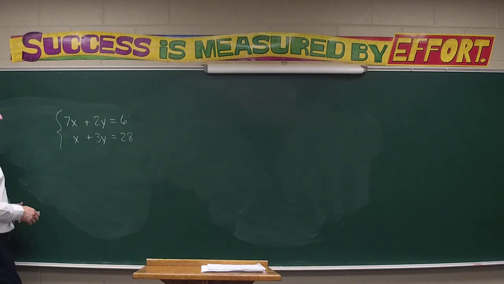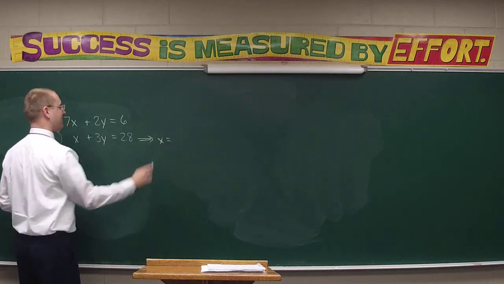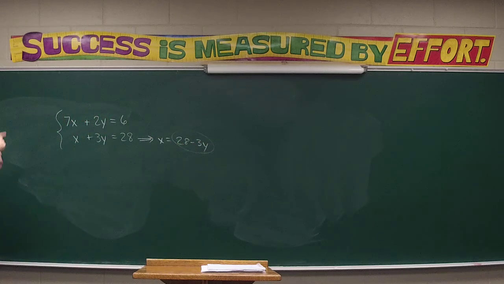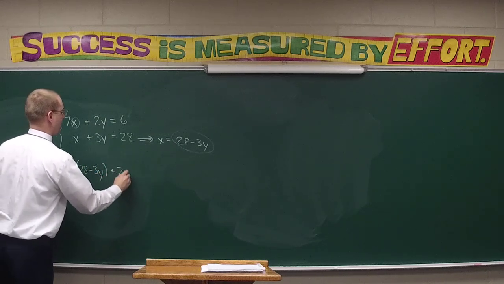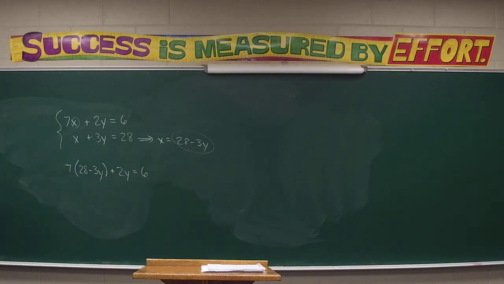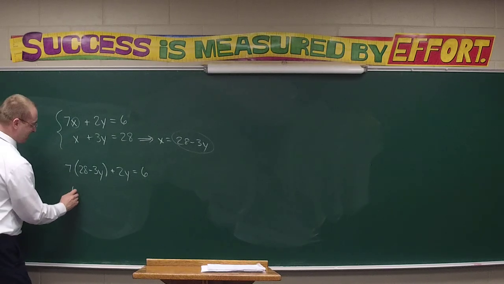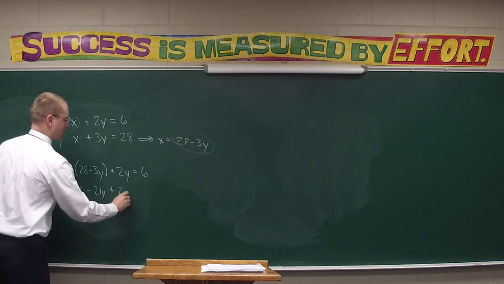Substitution. All right. So we're going to take the bottom equation and rearrange it to say x equals 28 minus 3y. And then we're going to take this 28 minus 3y and go back to the other equation, and put it where it says 7 times the quantity of 28 minus 3y plus 2y equals 6. I'm going to make Audrey distribute the 7 for us here. Audrey, when we distribute the 7, what do we get? 196 minus 21y plus 2y equals 6. There we go.